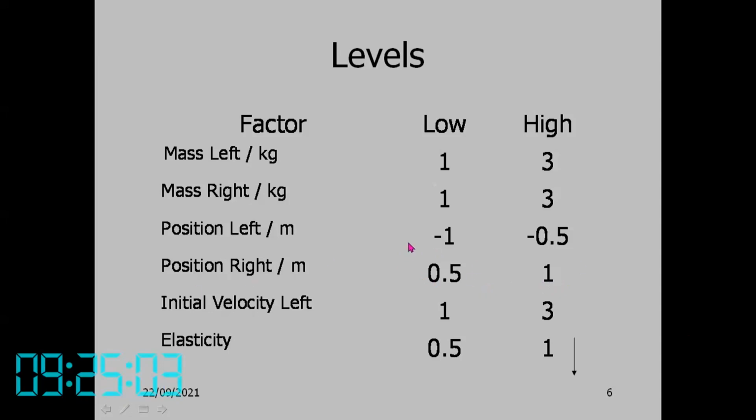Here again, there are constraints. This cannot be negative, otherwise the left ball will go to the left and the right ball will go to the right, so there won't be a collision. So there are some constraints on the values you can take. Then initial velocity of left ball, low value let us take as 1, high value let us take as 3. Then the coefficient of restitution can vary from 0 to 1.